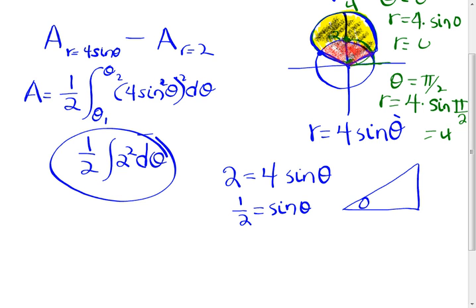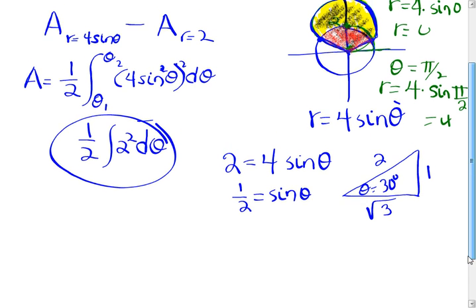The sine of my angle is 1/2, and this is square root of 3. So this is 30 degrees. I honestly do that in my head. 30 degrees, which is pi over 6. Otherwise, I get the wrong one. So this is pi over 6.